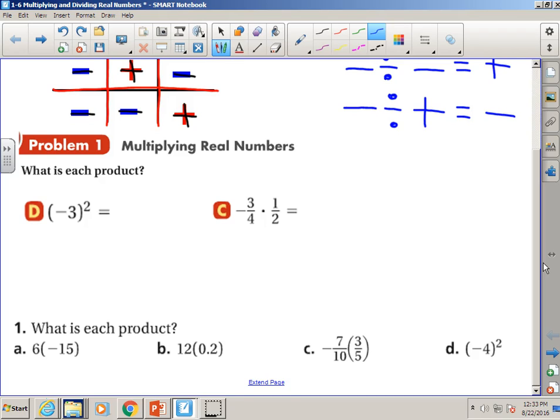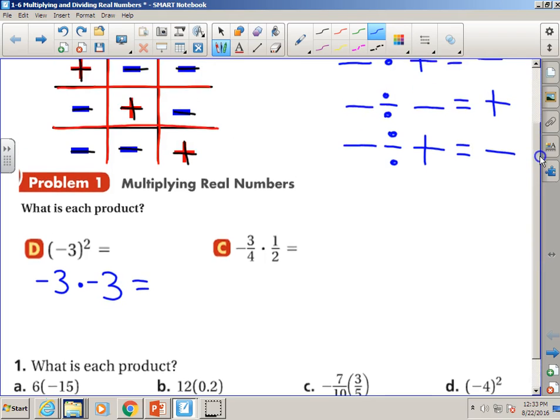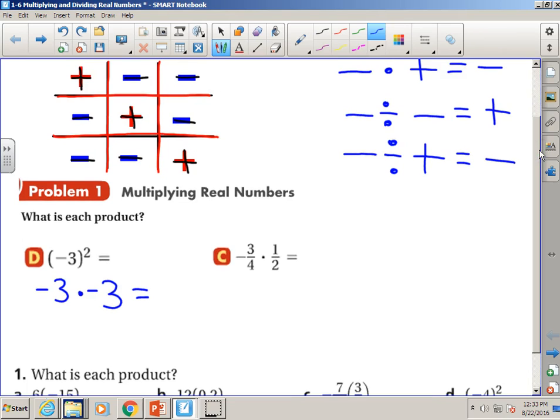So negative 3 to the second power. That means negative 3 times negative 3, right? So let's look at our tic-tac-toe. Is that a negative times a negative or a negative times a positive? Well, 3 is negative here, and this 3 is negative here, right? So that's negative times negative. So negative times negative is positive. So my answer will be positive. All I have to do is multiply the numbers. 3 times 3 is 9. So we end up with a positive 9. Again, 3 times 3 is 9, and negative times negative is a positive.